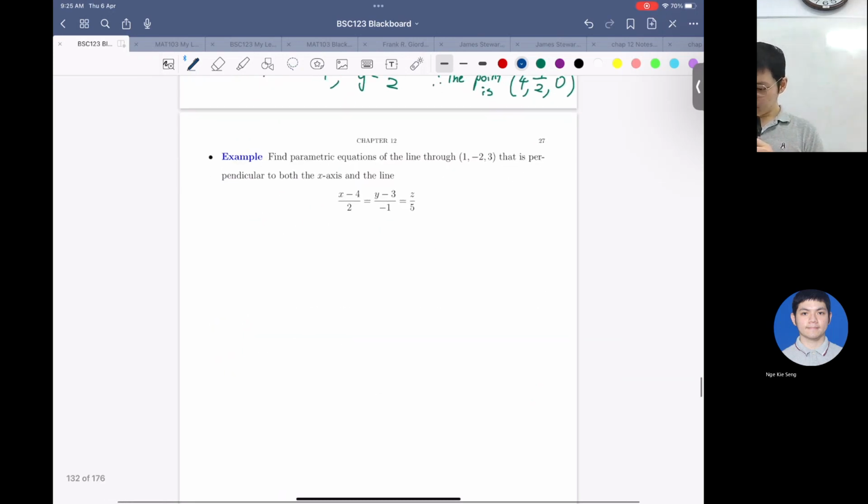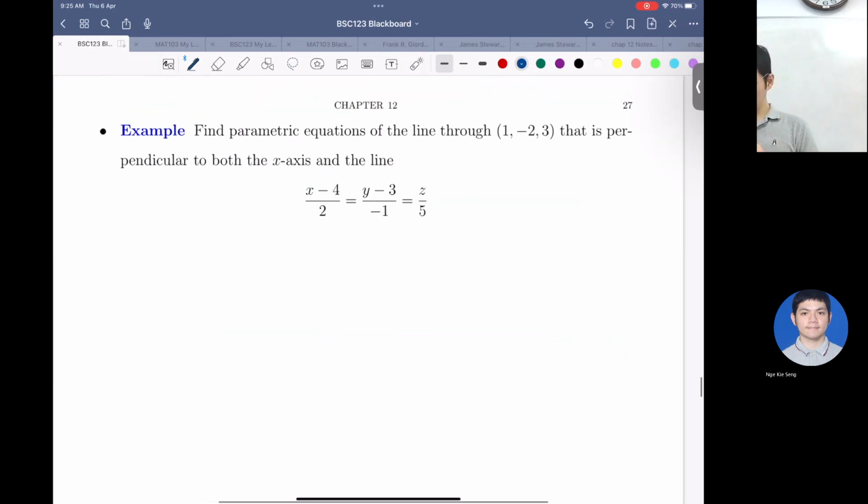Shall we try one more, to familiarize ourselves? Find the parametric equation of the line through (1, -2, 3) that is perpendicular to both the x-axis and the line.